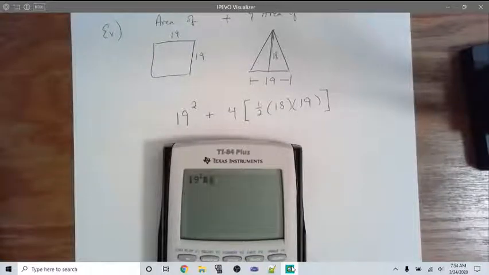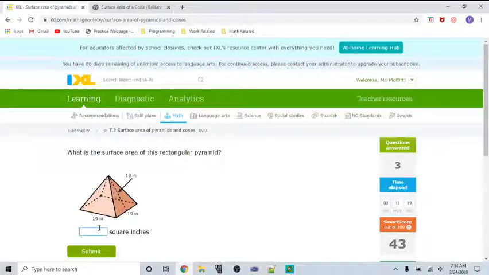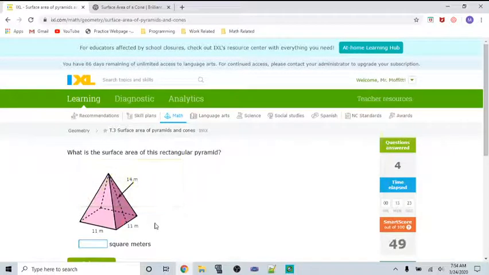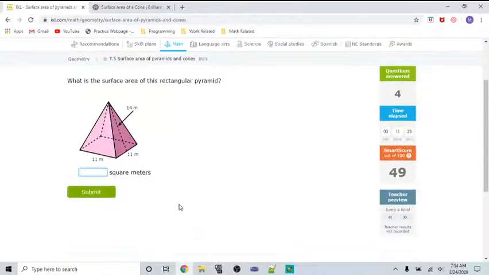Because 19 squared is one that I don't know off the top of my head. It wouldn't take me too long to figure out, but if you're trying to get through a lot of problems very quickly, you want to make sure that you're not wasting your time on little details. So I have my 19 squared, I have my 4 times my 0.5, my 18, and my 19. And using my calculator to save some time, that's 1,045 square inches. Let's just make sure that we're on the right track here. Now we didn't skip anything important.